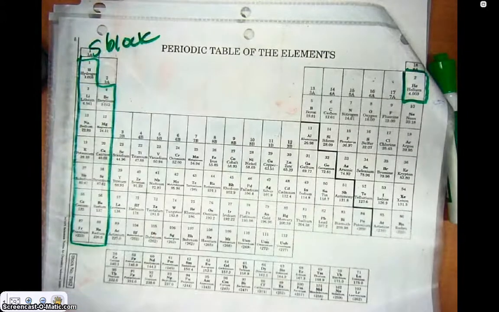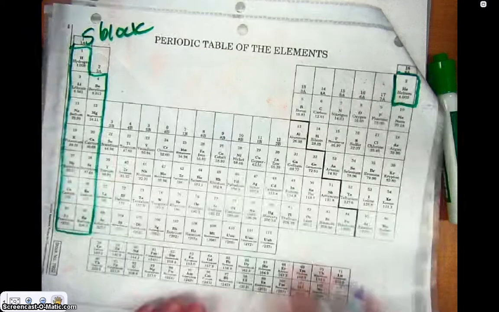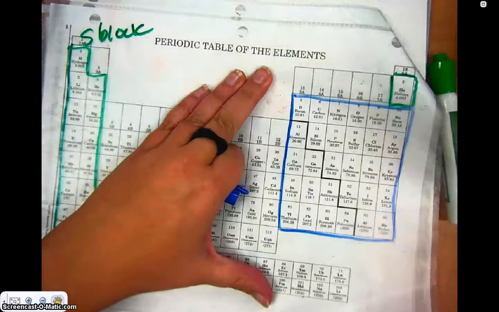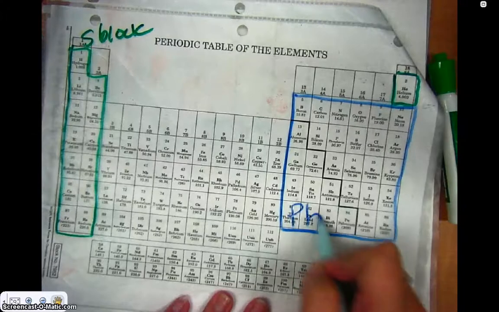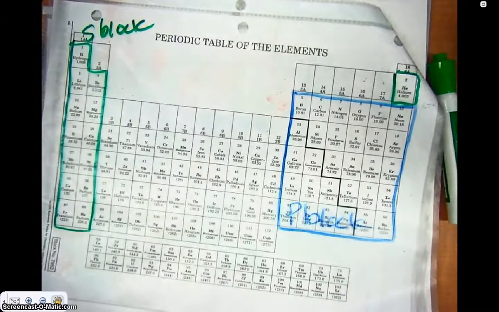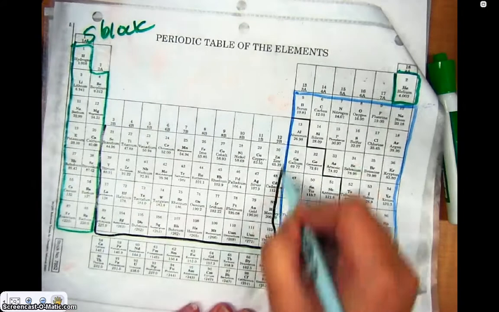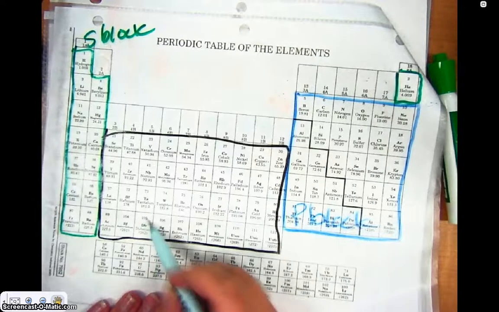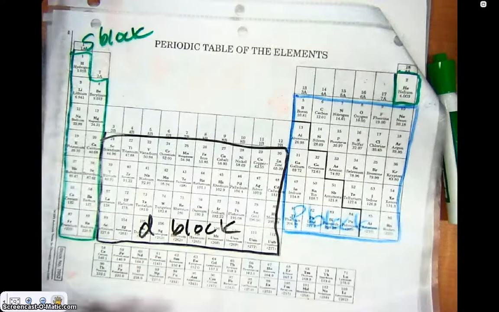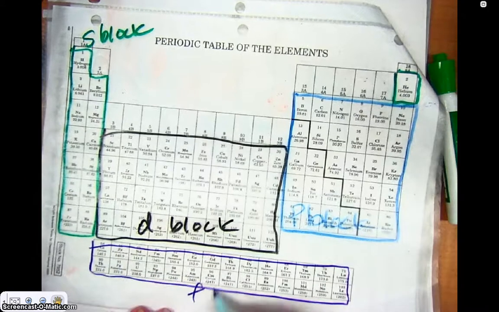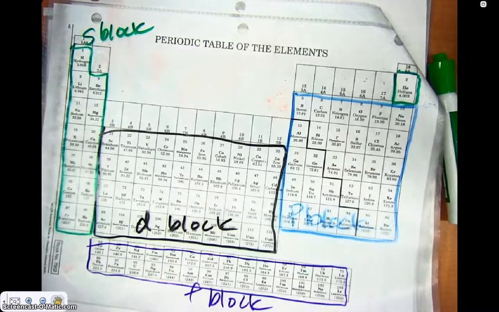And then over here, we have this box of elements, and we call that the P block. Then I have this middle box right here, and we call that the D block. And then the very bottom down here is the F, and these correlate to the sublevels, right?